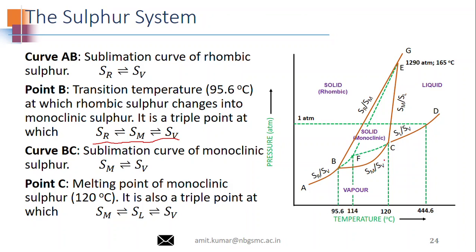And curve BC represents the sublimation curve of solid monoclinic sulfur with sulfur in vapor state. At point C, again a triple point, between solid sulfur in monoclinic state, sulfur in liquid state, and sulfur in vapor state. This can be represented as SM in equilibrium with SL, which is in equilibrium with SV.